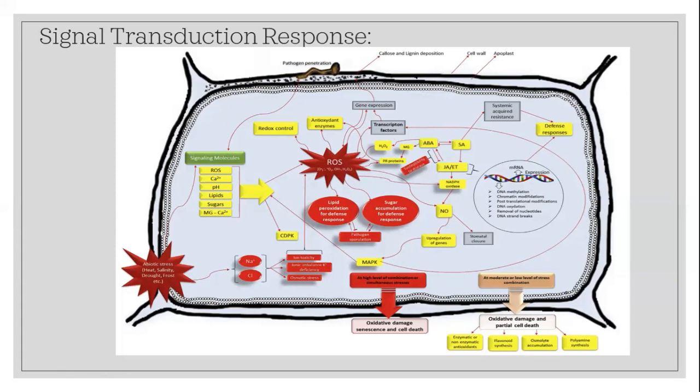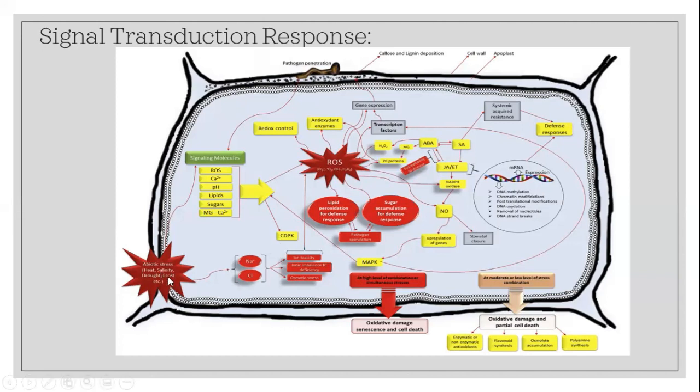So you can see here the pathogen tried to enter, producing a secondary response or secondary messenger. The secondary messengers that are produced activate certain molecules such as MAP. The MAP molecules can activate transcription factors. The transcription factors can then alter the gene expression and can lead to extra callose and lignin deposition on the cell, leading to protection of the cell.